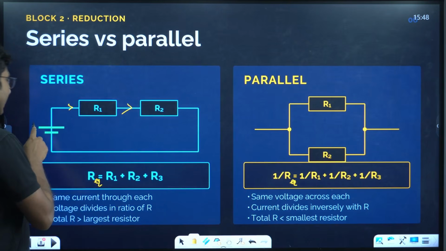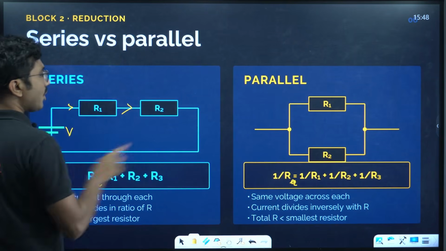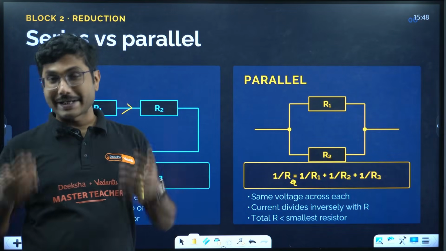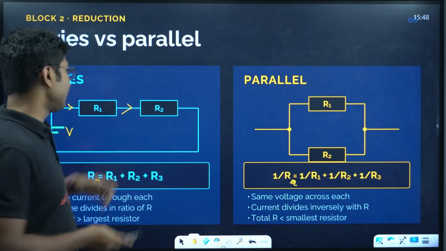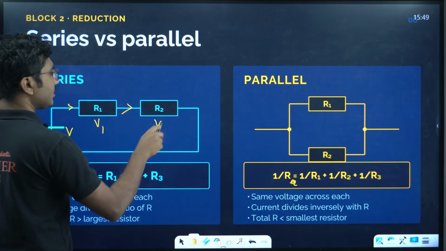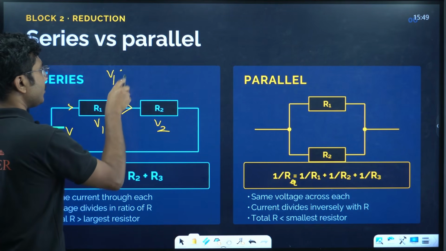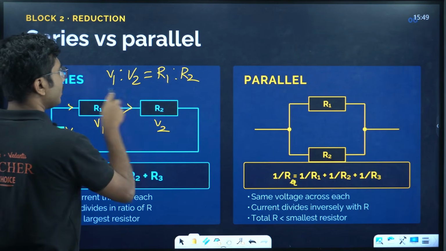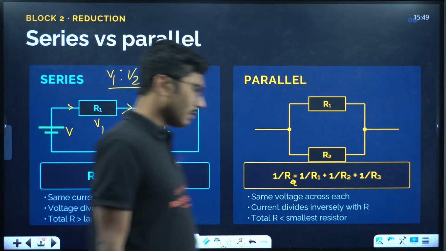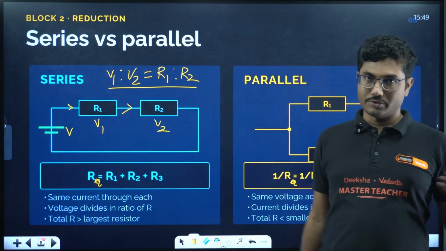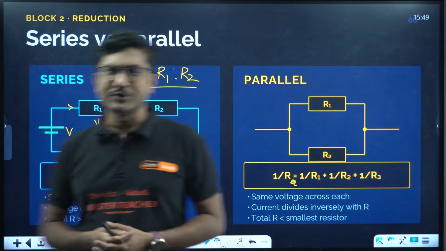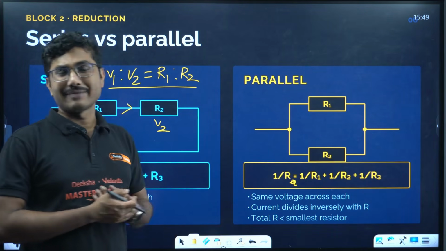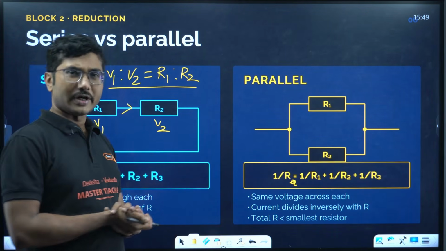Suppose you have applied a voltage of V. Whoever has higher resistance, the voltage across it will be higher. Suppose this one is V1, this one is V2. So V1 is to V2 will be R1 is to R2. So the voltage divides on the basis of resistor ratios. But based on the question, we may need to change the approach. Sometimes we need to apply Kirchhoff's laws and find the exact values; sometimes we can use the ratios.